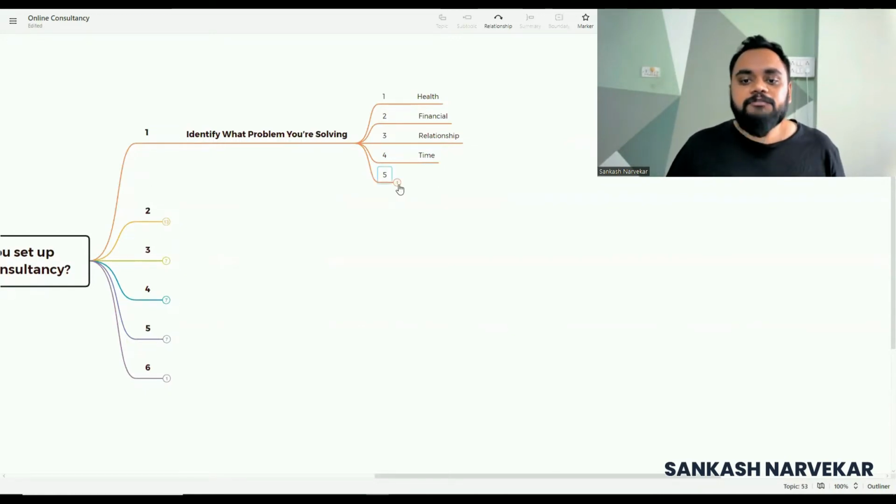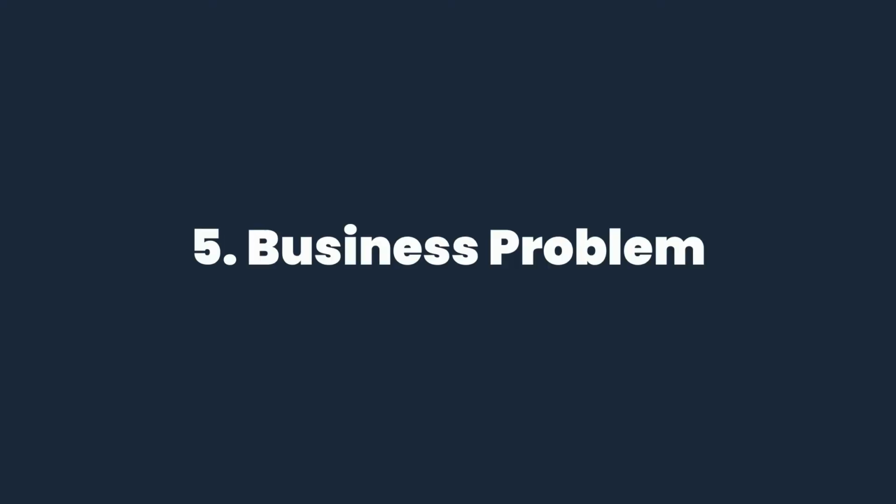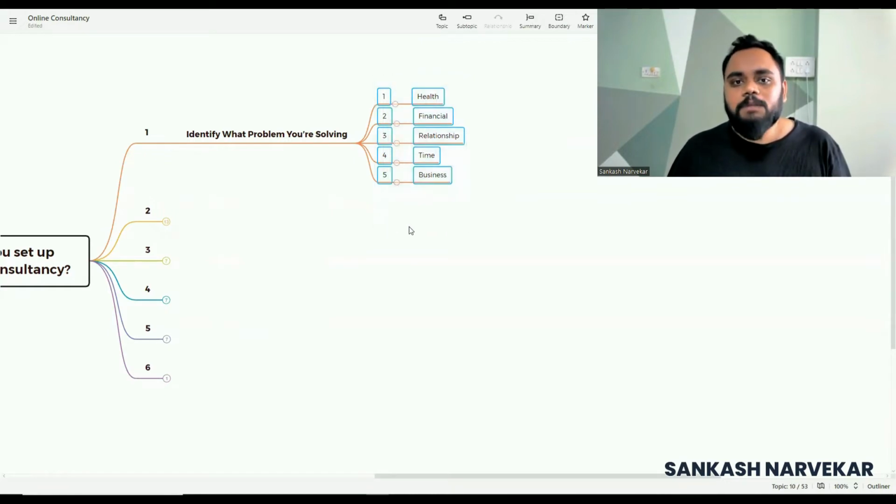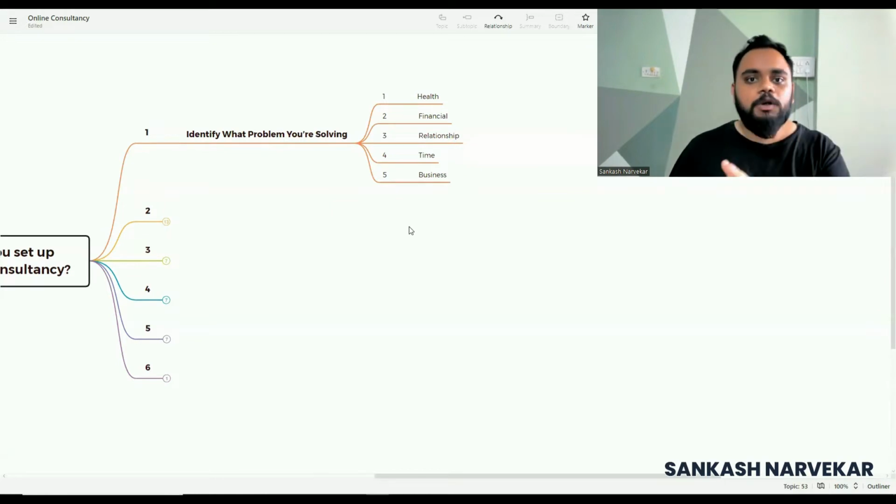And ultimately, the fifth thing is business. Can you help a business solve any specific problem? Maybe you're helping a business solve a problem of marketing. Maybe you're helping them solve a sales problem, operations problem, HR problem, any problem. Okay. That could be helping a business, right? So think about what is that specific problem that you can solve. This is the first thing. Try to think about this as we are going through the video.